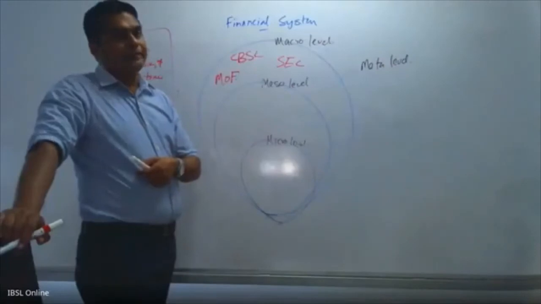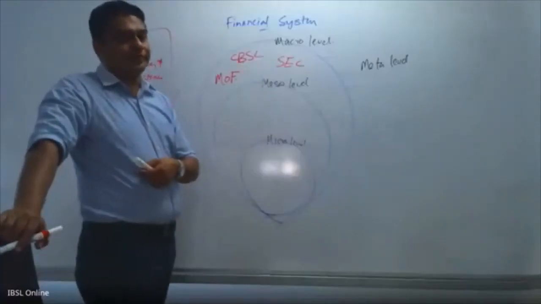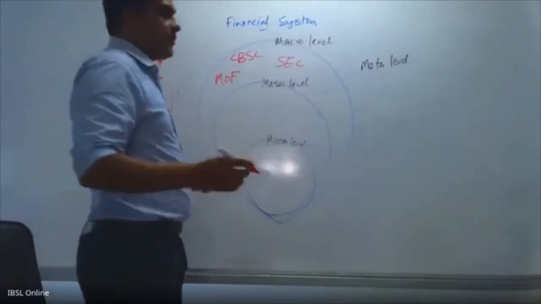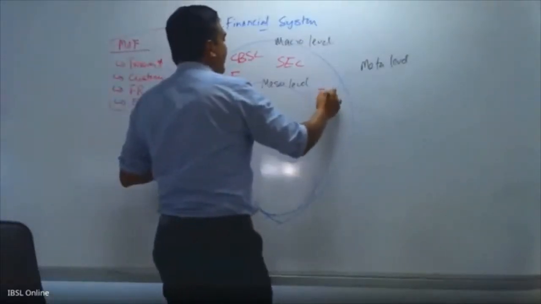Who is the other regulator? Who regulates the insurance industry? Insurance Board, IBSL. Those days it was IBSL, Insurance Board of Sri Lanka, but now the name has been changed. Insurance Regulatory Authority.